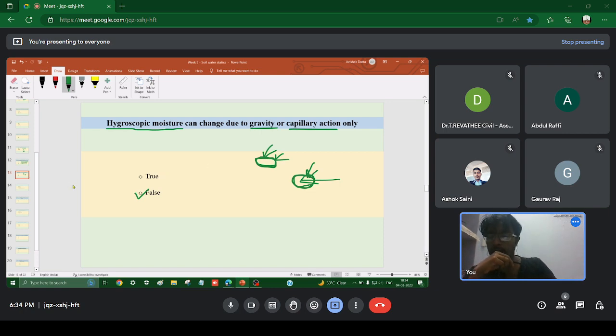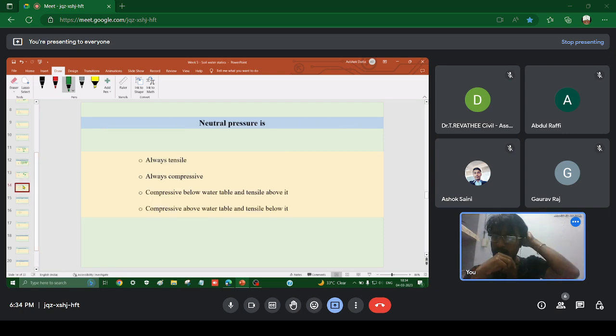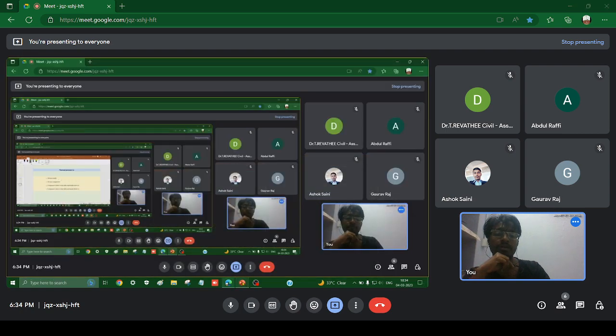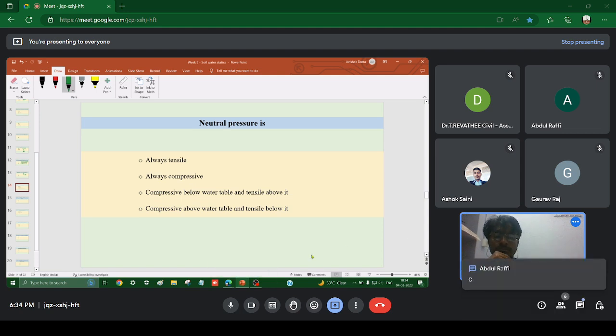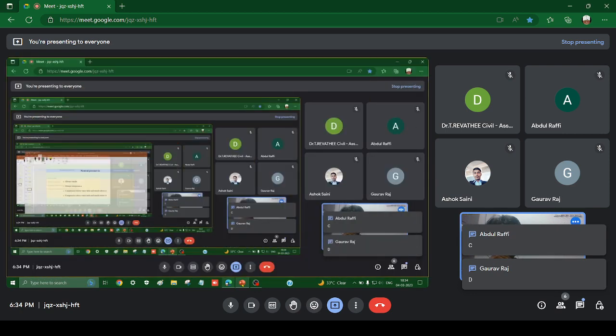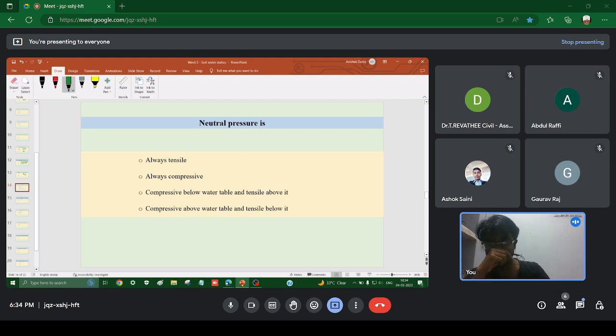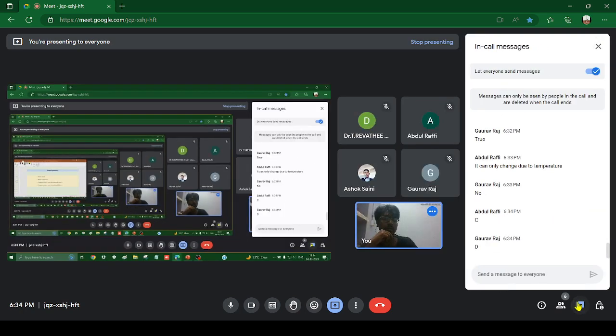Okay. Next question. Neutral pressure is... I have solved one thing before. It is the same thing afterwards. What is the answer? Neutral pressure is... D. Compressive above. Someone said C, someone said D. Abdul Rafi said compressive above the water table and tensile below it. And Gaurav said D.